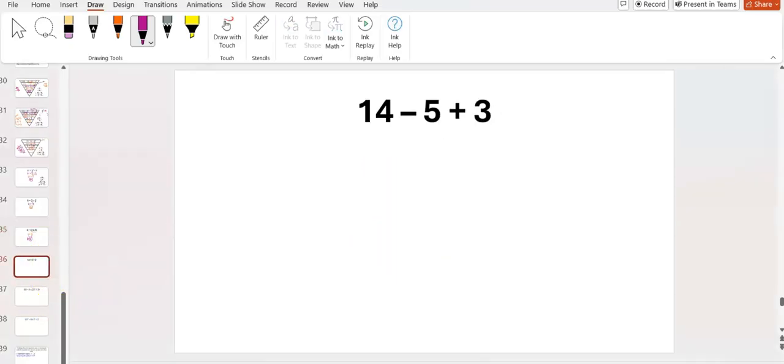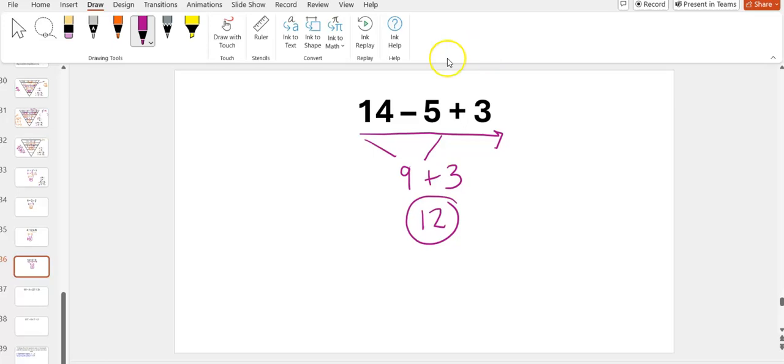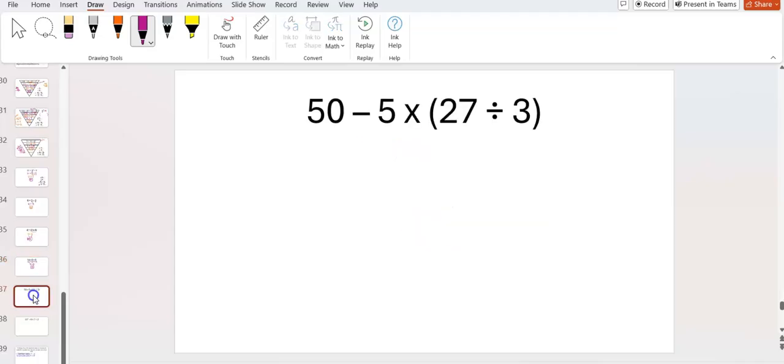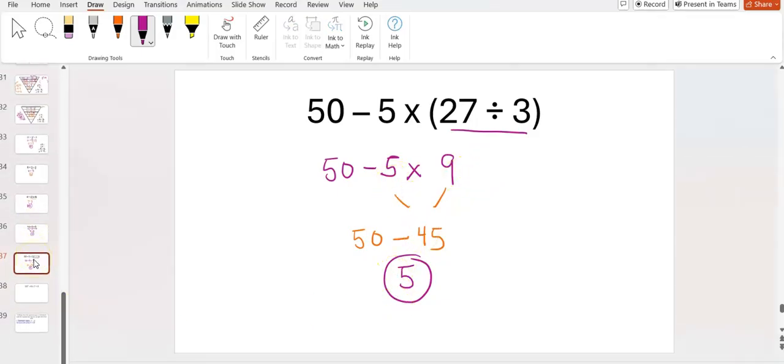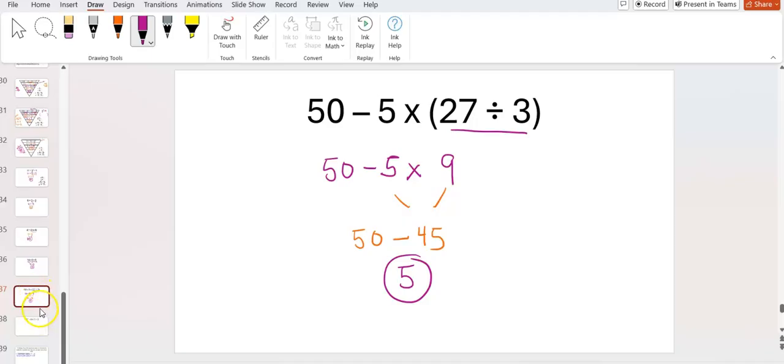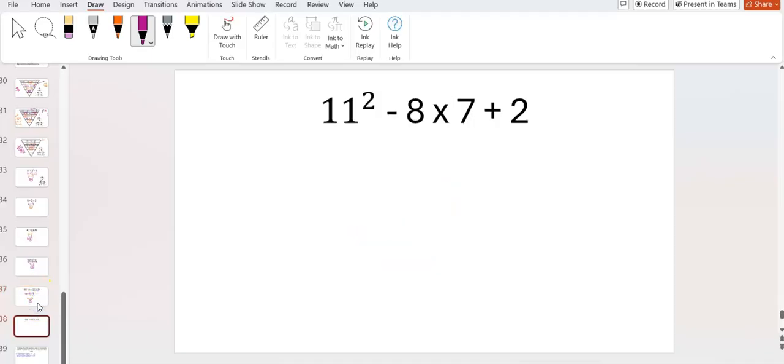Here's our next problem. This next one is only addition or subtraction, so I'm just moving left to right. So I did 14 take away 5 first, and then I added that 3. Let's keep going. All right, in this next one, we did our parentheses first, then multiplication, and then subtraction. Let's see if I can get down. There we go. Next problem.